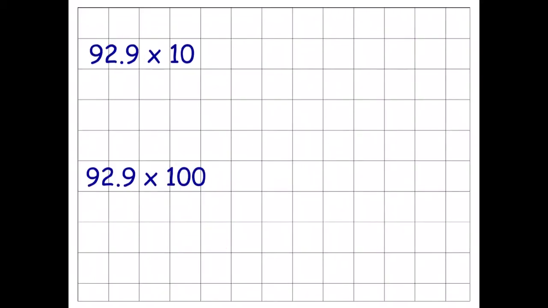On this slide, we're multiplying the same number on both occasions. Top one, we're multiplying it by 10, and then the second one, down below, we'll multiply it by 100. 92.9 times 10, 92.9 times 100. You can pause your video and work out your answer and come back to check.